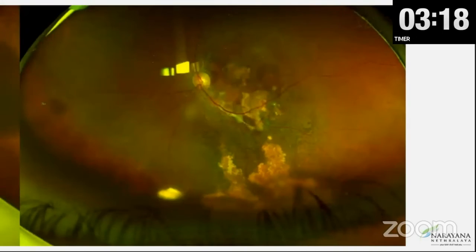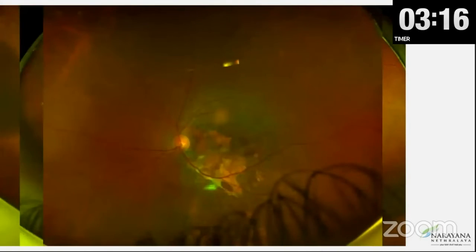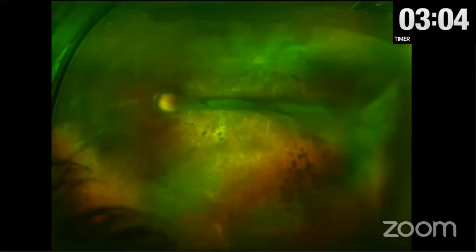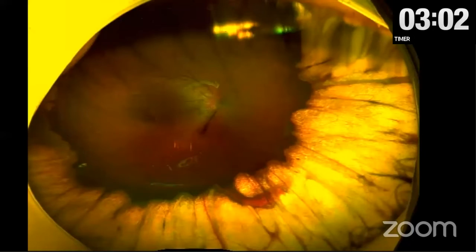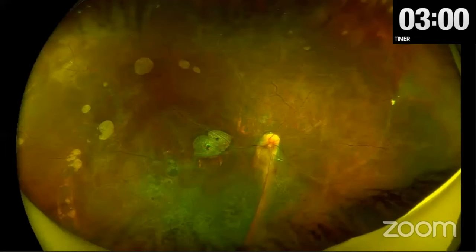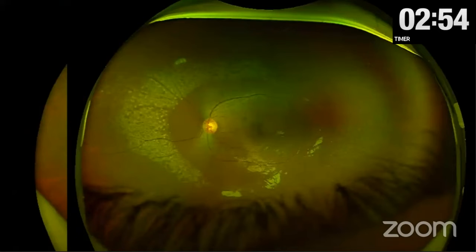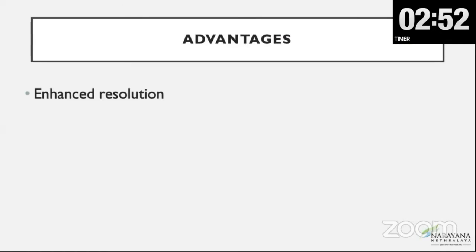This is a posterior pole massive hemorrhage with migration of the blood inferiorly and subsequent follow-ups as well, the scarring. Important in pediatric retinal diseases, sometimes it's impossible to capture it in a single take. So this does help with ultra wide field. We're showing the different pathologies here, some dystrophies as well. These are some congenital anomalies, and like I mentioned, dystrophies are good to document here for progression as well.